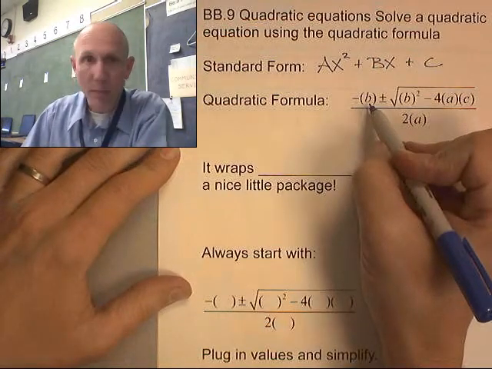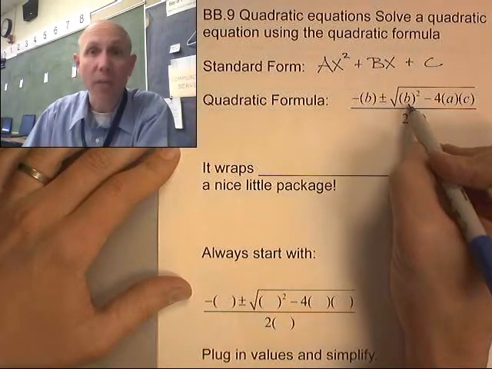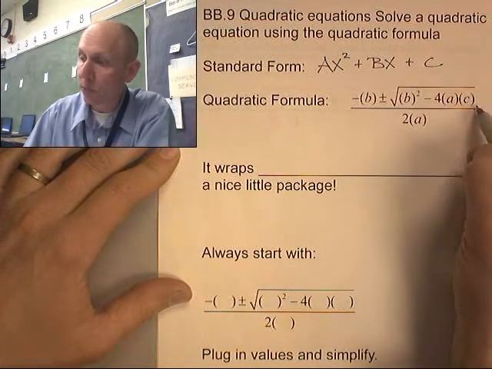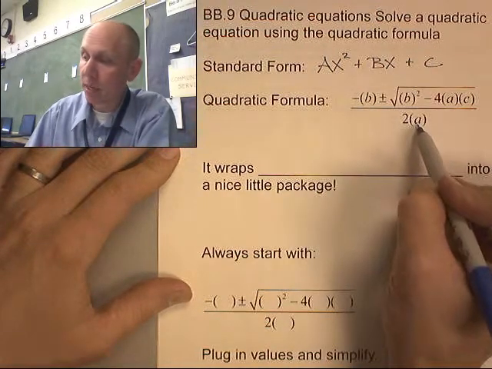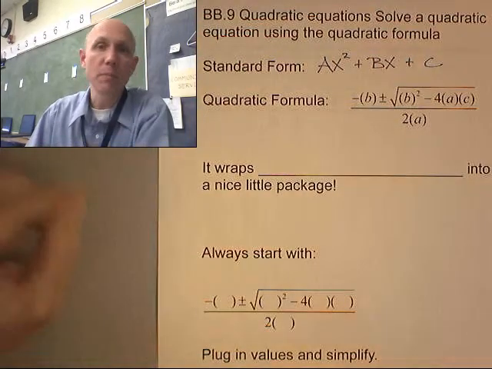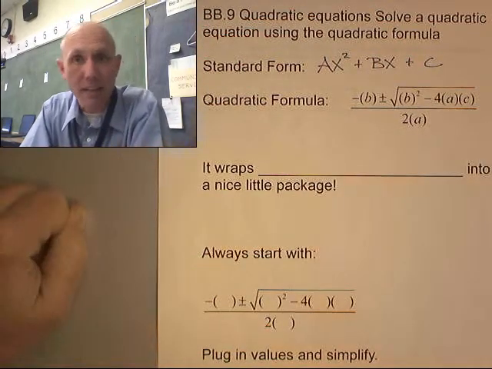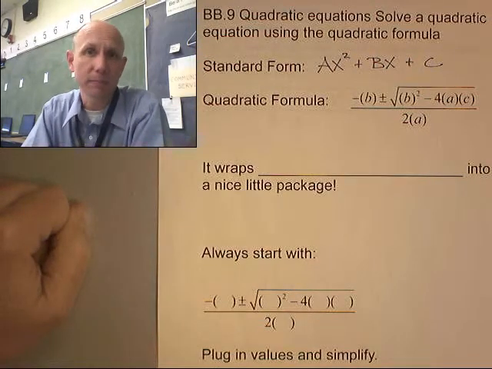It has a space where I can put a b. It has a space where I can put another b. It has a space where I can put that a. It has a space where I can put that c. And it has a space for the a again. Negative b plus or minus the square root of b squared minus 4ac all over 2a. That is the quadratic formula.